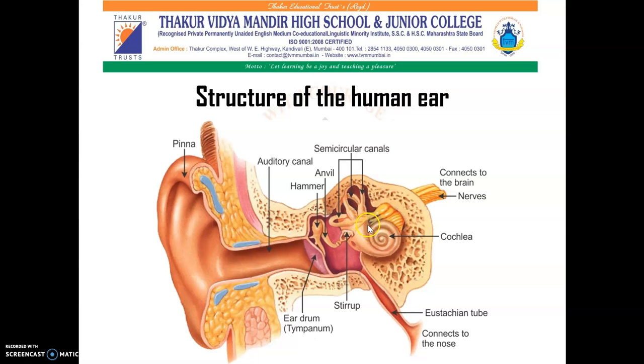The auditory nerve connects the inner ear to the brain. Here you can see the auditory nerves which connect the inner ear to the brain. The inner ear has a structure resembling the shell of a snail. It is called the cochlea. The cochlea receives the vibrations coming from the membrane and converts them into electrical signals which are sent to the brain through the nerves. The brain analyzes these signals and interprets the sound. So, this is all about the structure of the human ear.